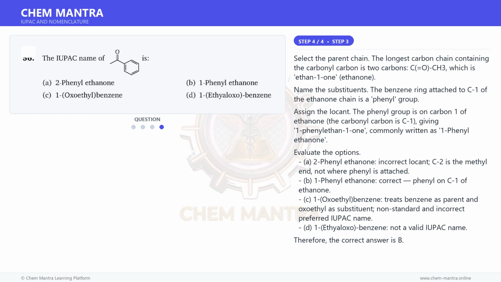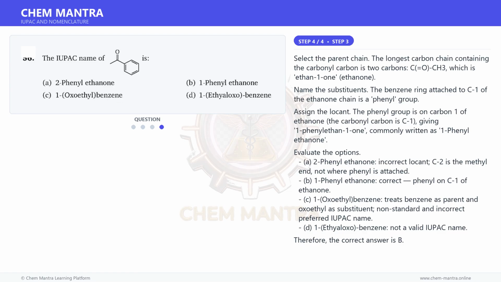Evaluate the options. A. 2-phenylethanone, incorrect locant. C2 is the methyl end, not where phenyl is attached. B. 1-phenylethanone, correct, phenyl on C1 of ethanone.